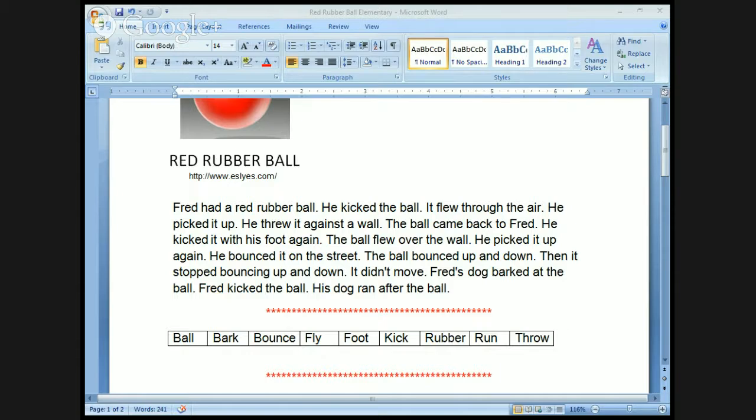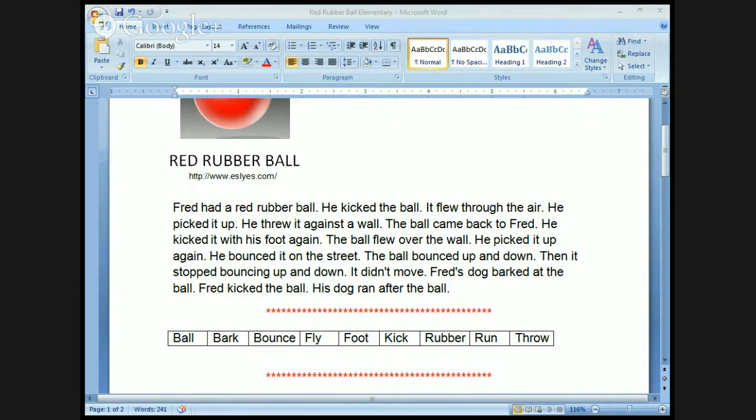The ball came back to Fred. Did the ball come back to Fred? Yes, it did. Good job. He kicked it with his foot again. What did Fred kick with his foot? Great. He kicked the ball.